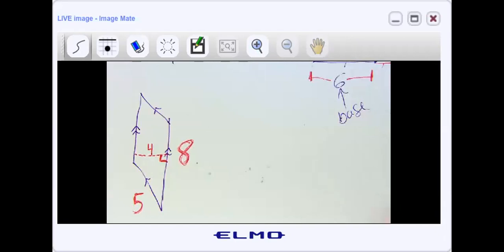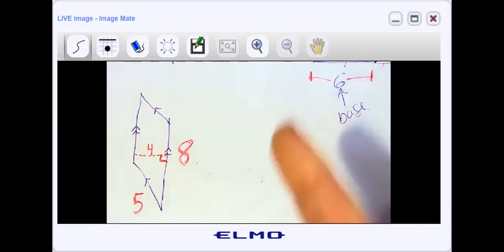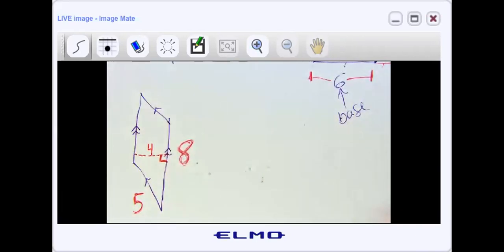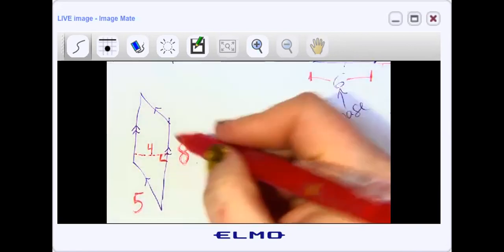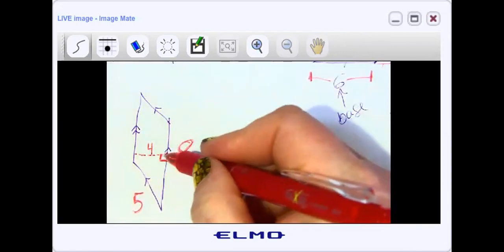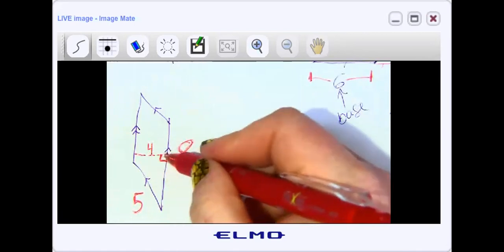You're not using that for anything, right? The 5 is not the base or the height. The base is 8 or 4, I guess. You could think of it either way, but I would think of 8 as the base, and then the height of the shape is 4. I need the two that are perpendicular to each other.